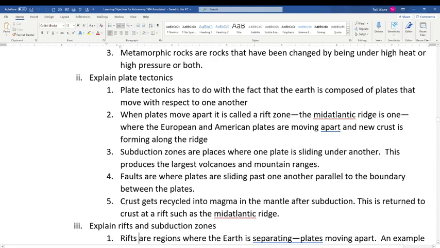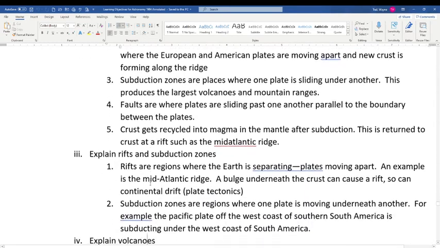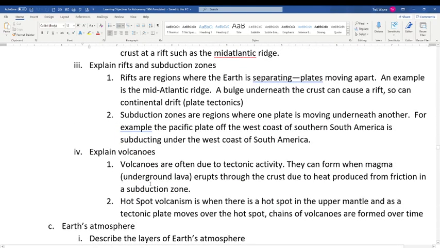So let me just go on down here for a minute. I'll explain rifts and subduction zones, and then I'll show you some pictures. Rifts are regions where the plates are separating or moving apart. An example is the Mid-Atlantic Ridge. A bulge underneath the crust can cause a rift. So can continental drift, the plate tectonics moving apart. Subduction zones are regions where one plate is moving under another. So let me go back to these guys.